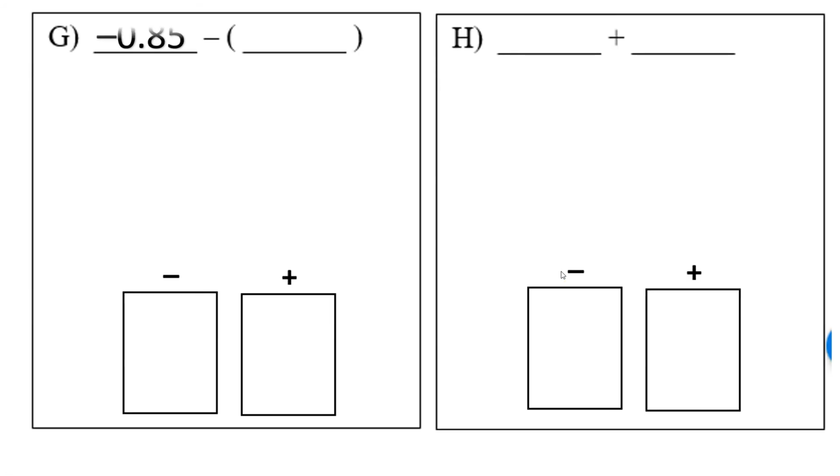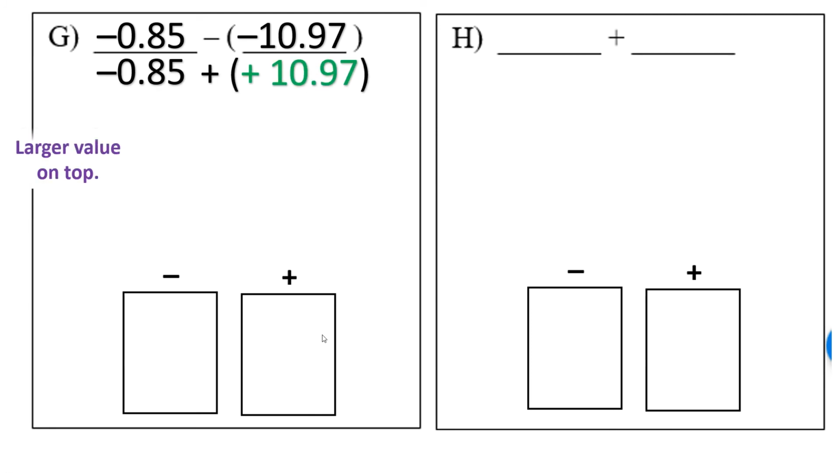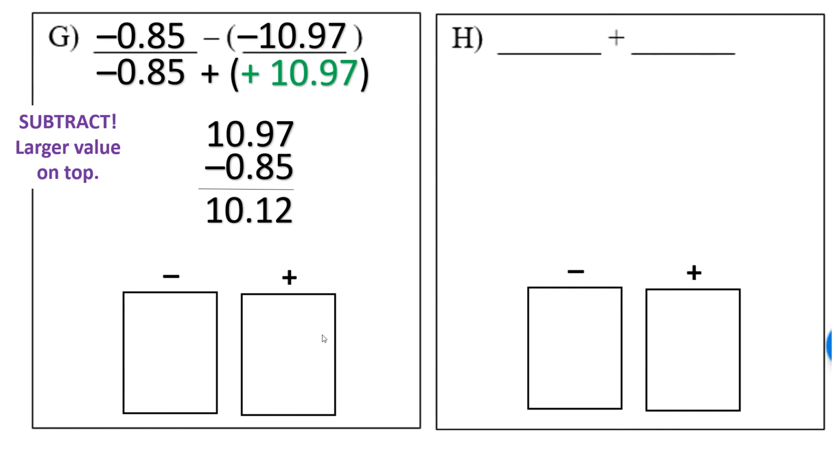On to G, we're going to have negative 85 cents or negative 0.85 minus negative 10.97. Well, we have our double negative happening here, so this will be a positive. So we're going to have a negative and a positive, meaning we will subtract. And you have to have the larger value on top. So in this case, it's the 10.97, because when we're subtracting, we have to take away from the larger of the two values. So you subtract, you'll get 10.12, and there are more positives, so it will be a positive 10.12.